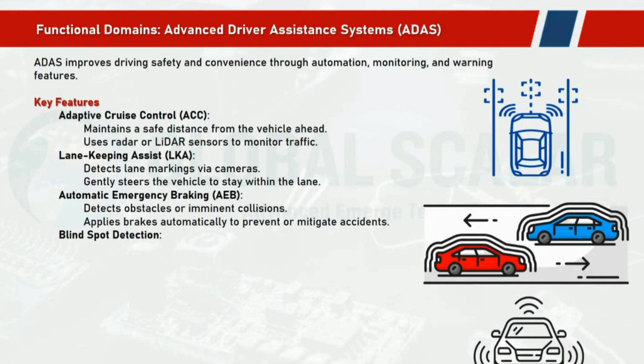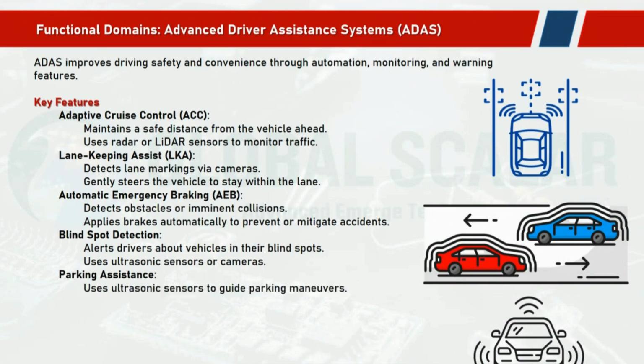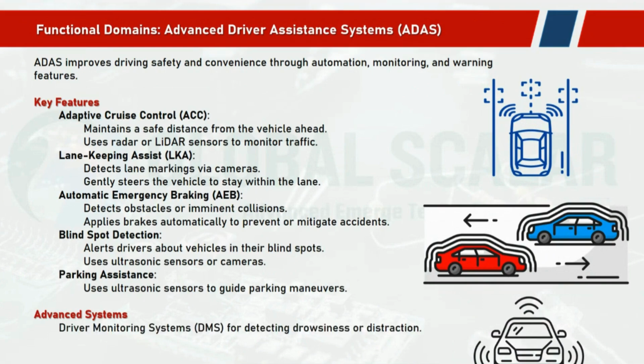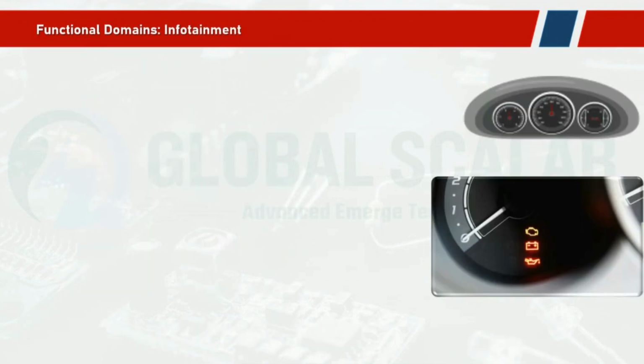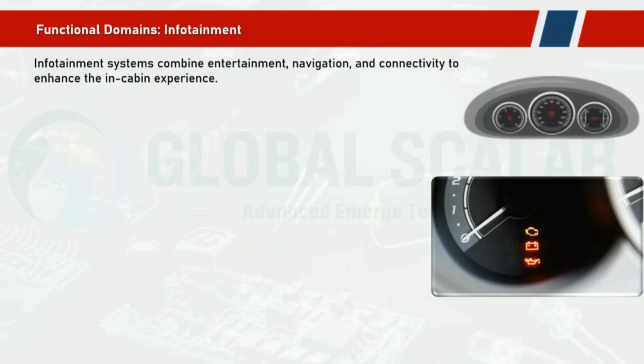Blind spot detection alerts the driver about vehicles in the blind spot and uses ultrasonic sensors or the camera to detect them. Parking assist uses the ultrasonic sensor to guide the parking maneuver. And advanced systems include driver monitoring systems to detect drowsiness and distraction, and traffic sign recognition for speed and regulatory compliance. The other part of the functional domain talks about infotainment. The infotainment system combines entertainment, navigation, and connectivity to enhance the in-cabin experience.